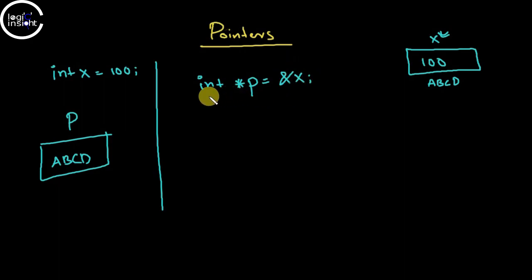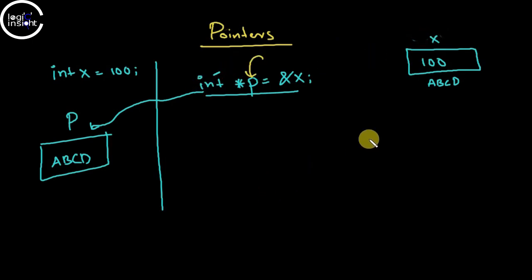Now after this statement executes, this is the result. So I hope you understood what I'm saying. We have to take the address of another variable and store it in the pointer variable. If x is an integer, then you have to use integer. If x is a character, then you have to use character.